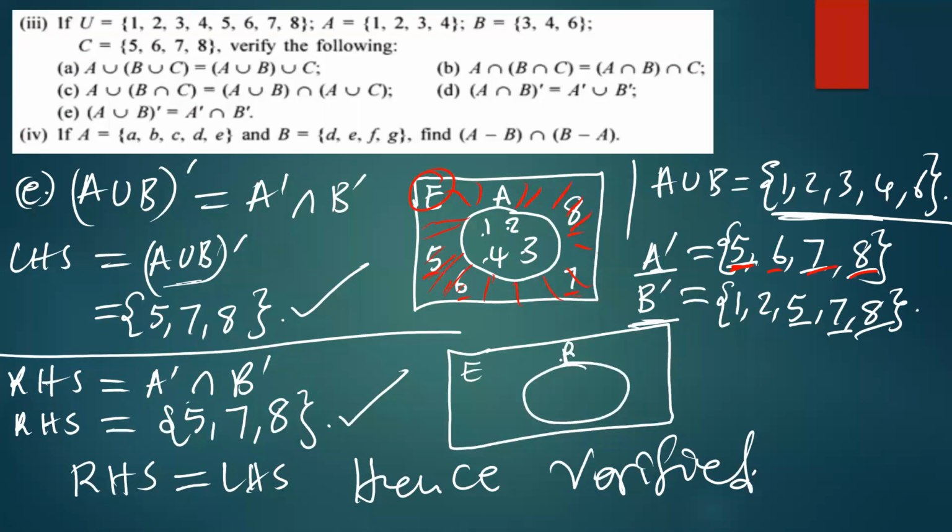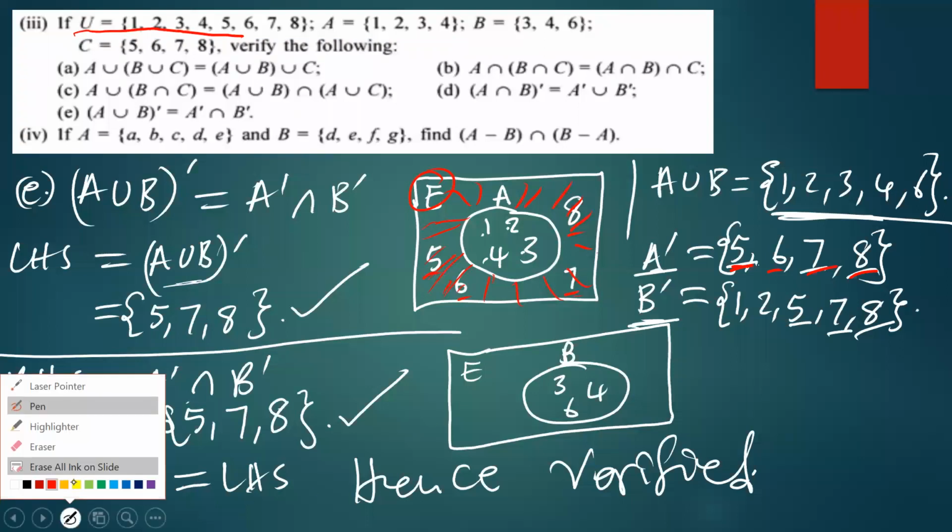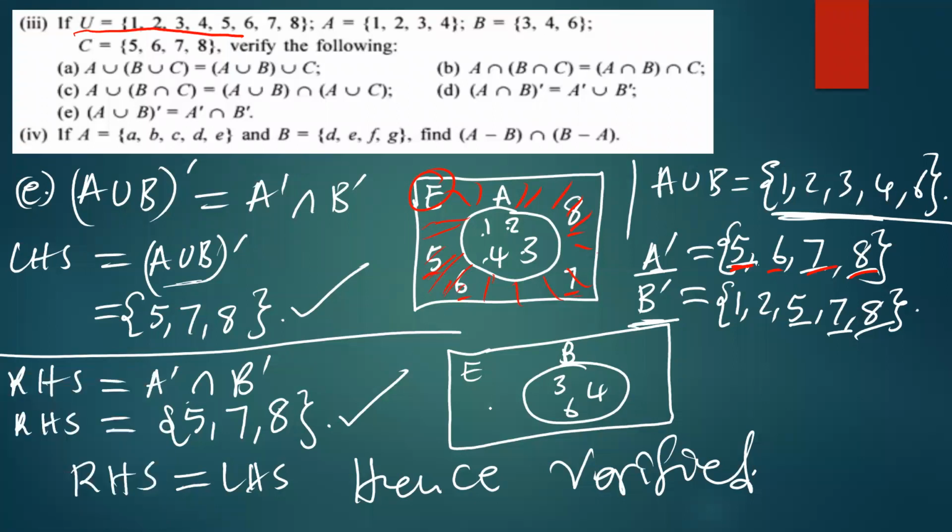Your set B. So what elements do I have in B? I have 3, 4, and 6. Now, the other elements that are remaining in the universal set, the universal set is simply this set here, which we have been given. So the elements that are not in B but in the universal set are what? We have 1, 2, 5, 7, and 8.